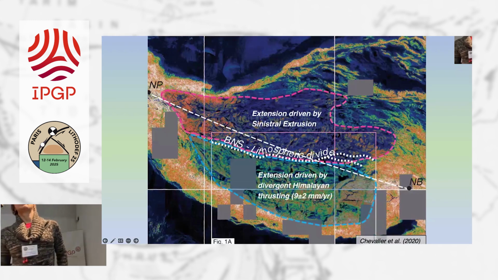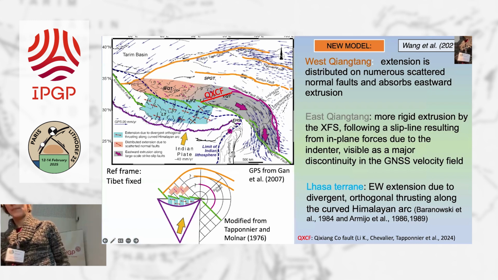But in any case, what we said with Paul in 2020 is that the extension north of the Bongong-Nujong suture is clearly driven by sinistral extrusion along these large-scale destructive faults, like the Haiyuan and the Xianxue fault. But in the south, it's driven by diversion and Himalayan thrusting at a rate of 9 millimeters per year.